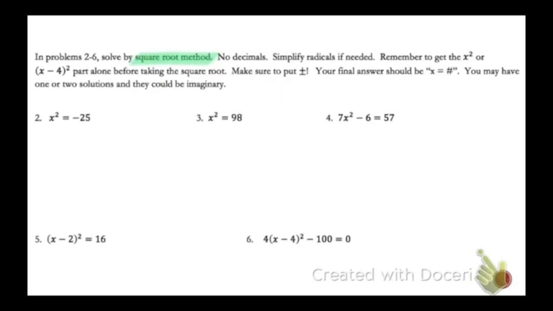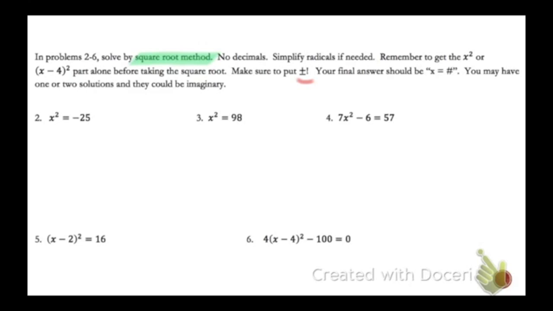All right, in problems 2 through 6, we're solving using the square root method. We want to make sure that we simplify our square roots and not have decimals in the end. The way we do these problems is we start by getting either the x squared or the quantity squared, like (x - 4) squared, alone, and then we're going to take the square root of both sides. Don't forget that we have to put a plus minus whenever we take a square root. Our final answer is going to be x equals 1 number or potentially 2 numbers. It may be an imaginary solution or it may be a real solution.